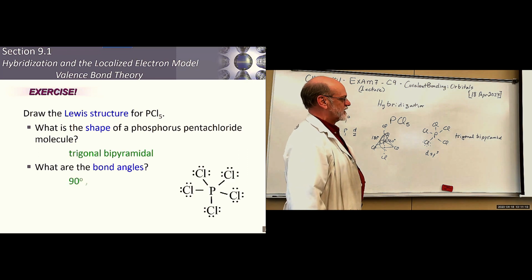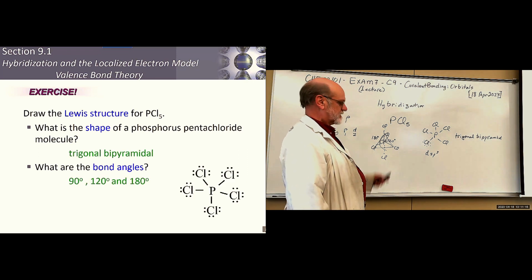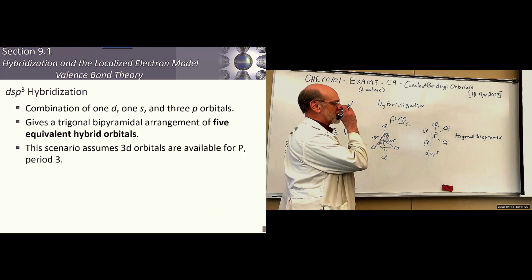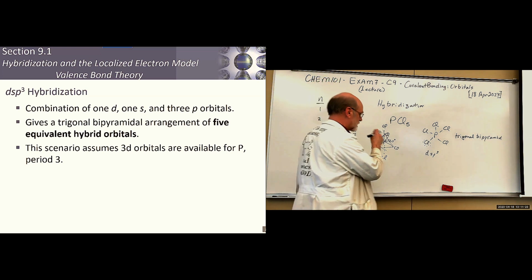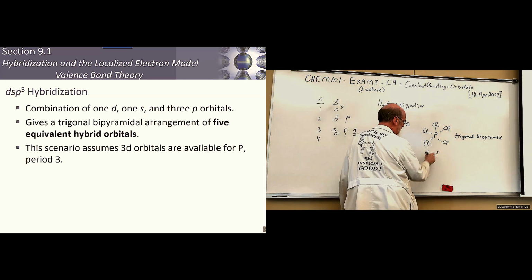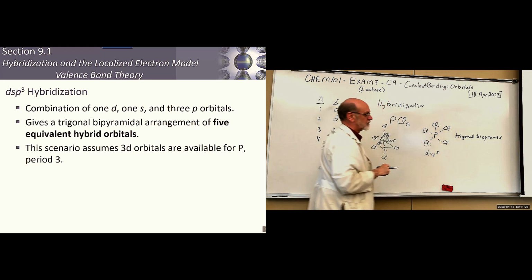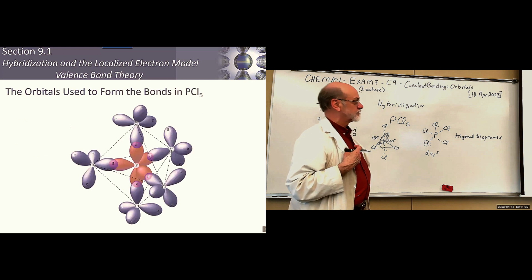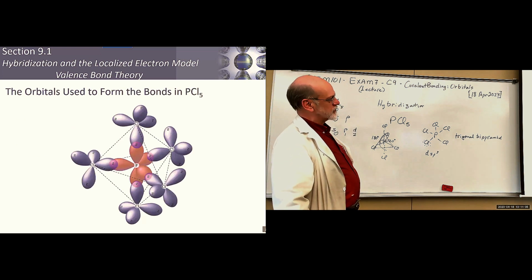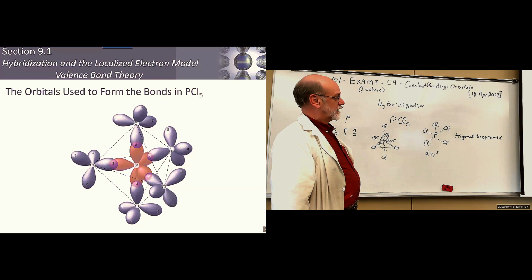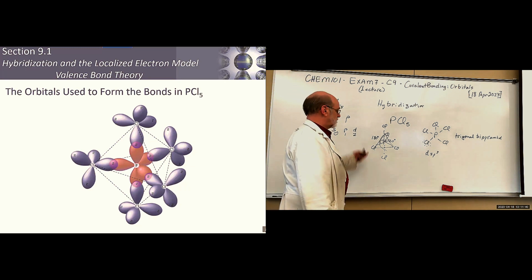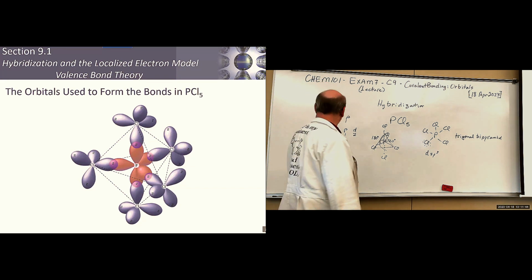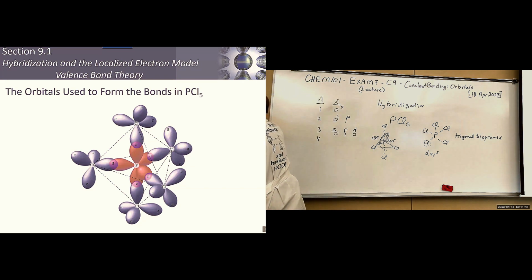Okay, trigonal bipyramid, and there it is, 90, 120, and 180. Okay, dsp3, so it produces 1, 1 plus 3 is 5. So you need 5 equivalent hybrid orbitals to give you that structure. And of course, the chlorine doesn't have to hybridize. It just uses one of its p orbitals.